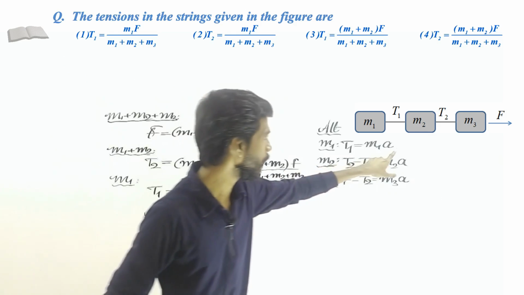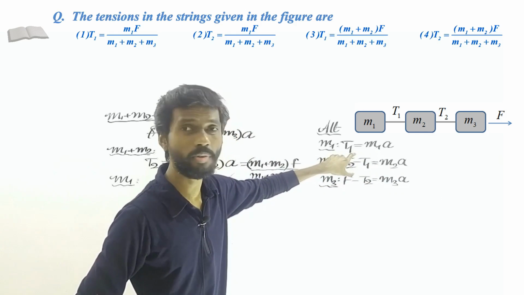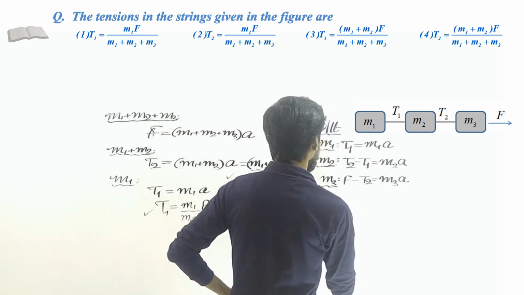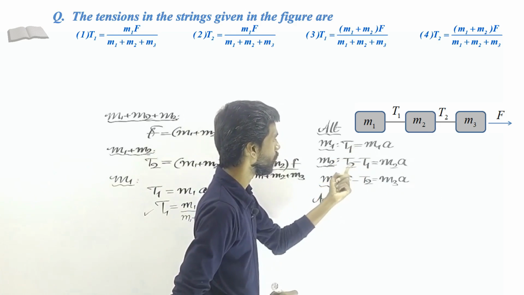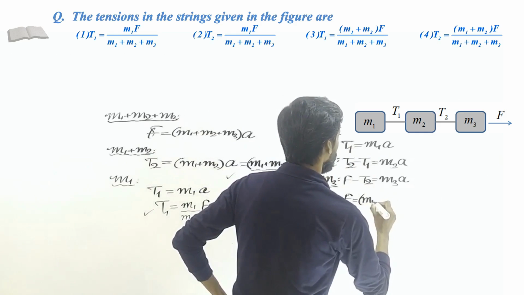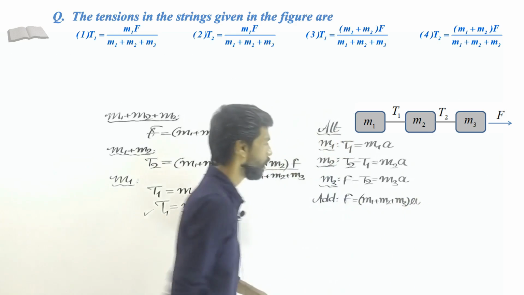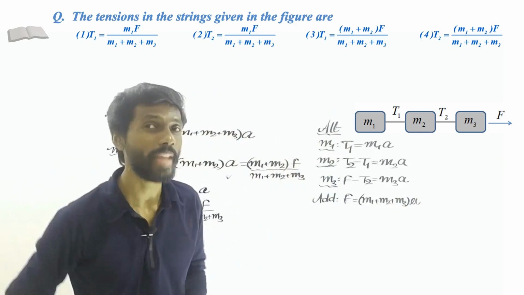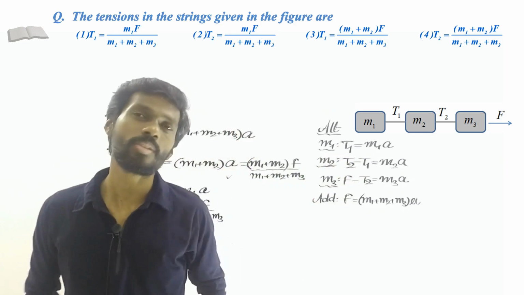How will you solve? We have to eliminate A from all three equations. We want T2 and T1. T1 is already found, m1 A, but A is not found, so we have to simplify. What we can do is just add all these equations. T1 minus T1, T2 minus T2, that gets cancelled. So F equals m1 plus m2 plus m3 multiplied by A. That is how we find acceleration: F divided by m1 plus m2 plus m3. That acceleration can be substituted back here to get T1, and similarly here to get T2. So that can also be done.